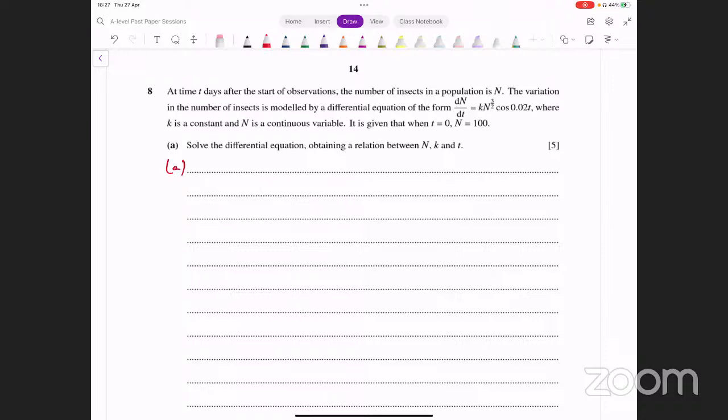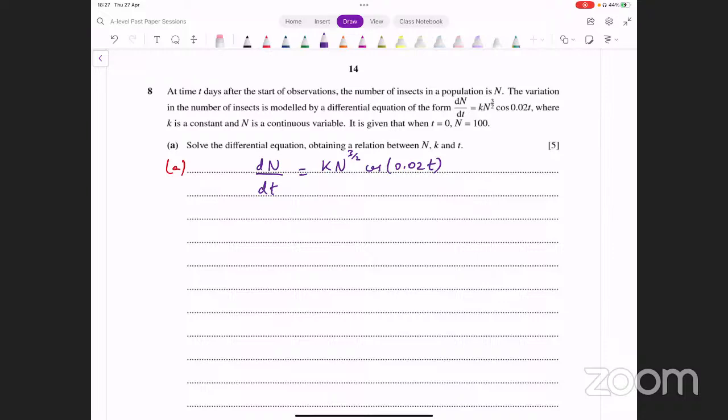Okay, so let's solve this differential equation. dn over dt equals kn raised to power 3 over 2 into cos of 0.02 times t. Okay? This is the equation that we have. Now, how do we start with this? How do we start solving this equation? We first have to separate the variables. Okay?